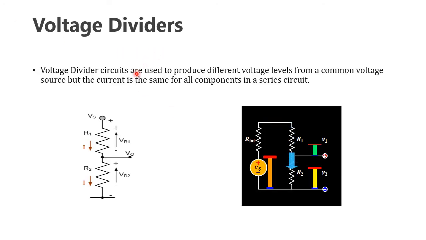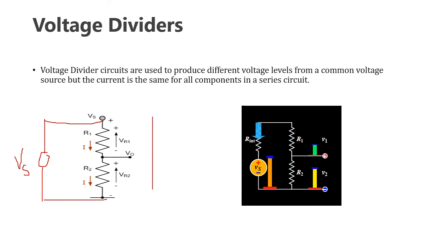Voltage dividers. Voltage divider circuits are used to produce different voltage levels from a common voltage source, but the current is the same for all components in a series circuit. So this is a basic symmetric of the voltage divider. Here the supply voltage is Vs, so we can interconnect the Vs supply like this. The total voltage across these two resistors will be equal to Vs.